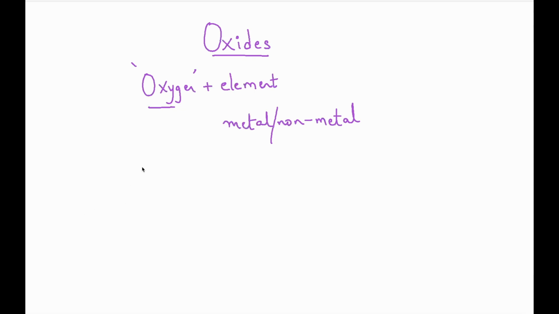Some common examples of oxides include carbon dioxide, nitrogen dioxide, zinc oxide, calcium oxide, sodium oxide, and so on. So, all these are examples of oxides, and as you can see, oxygen is common in all these examples and it is existing with another element.